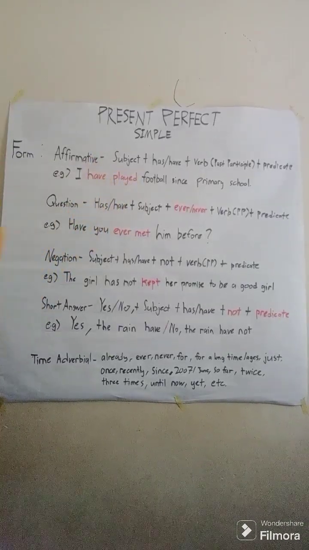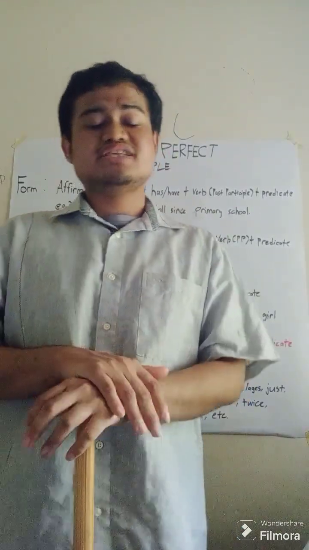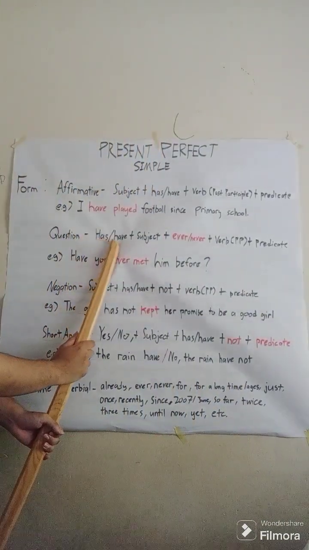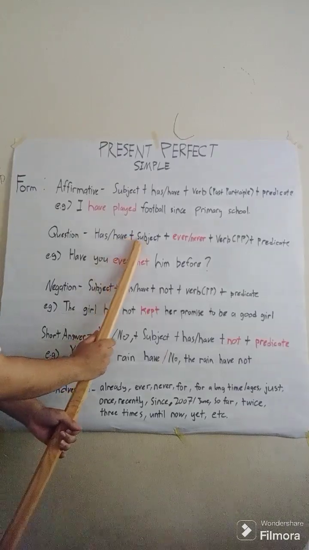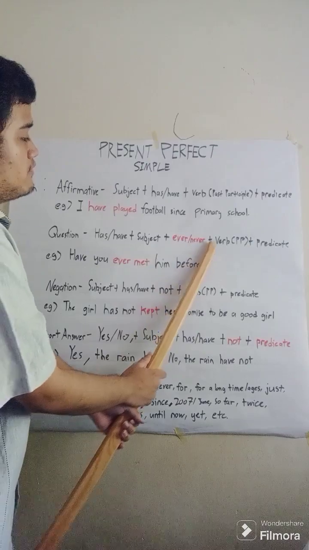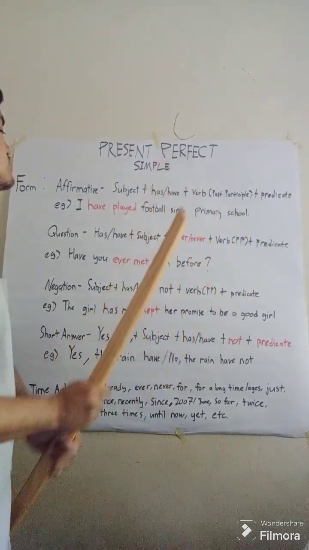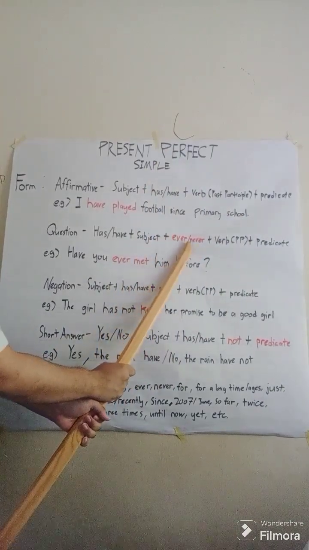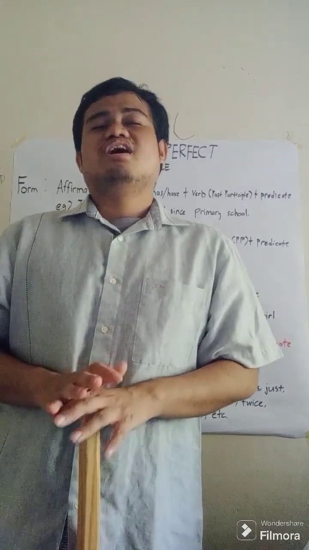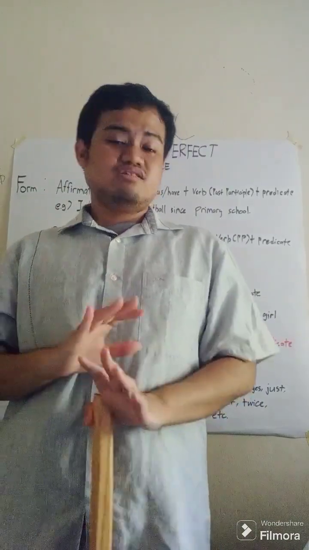Okay, alright. So in question sentence form, the order of our sentence is different. Okay, we first put our verb to have here in the front, followed by the subject, followed by the ever or never, followed by the verb in past participle form, and ends with predicate. So why did I write ever and never here in red marks? Okay, I want to show to you guys that ever and never is not mandatory. You can put it or you can discard it, no problem.